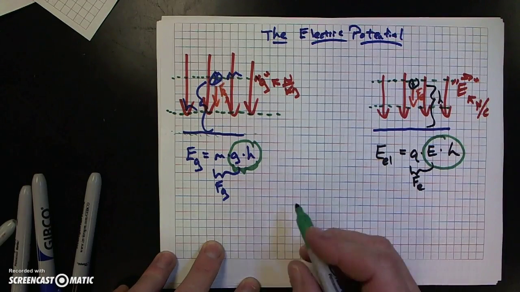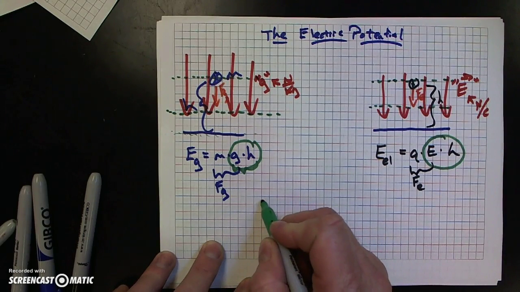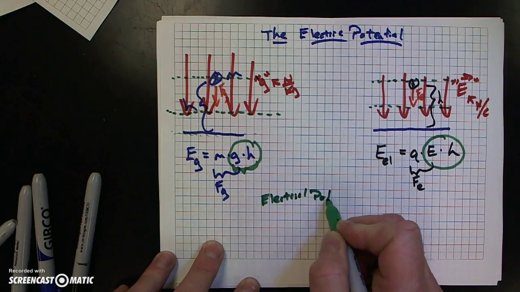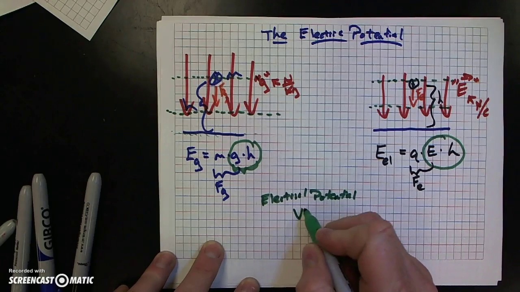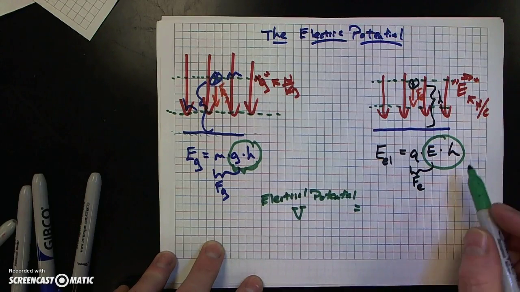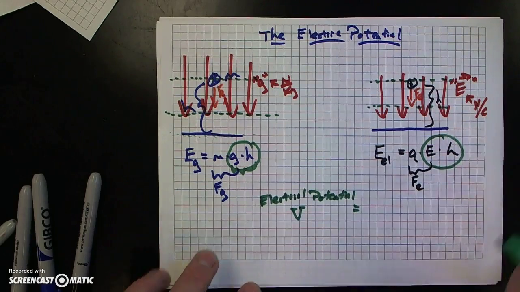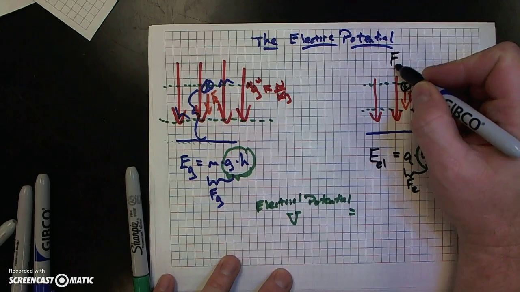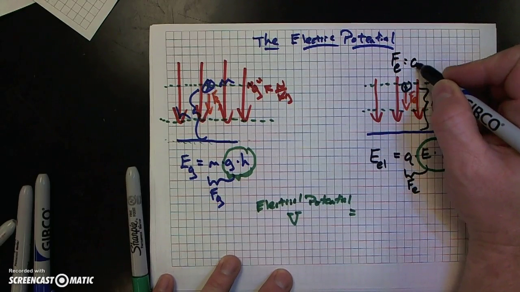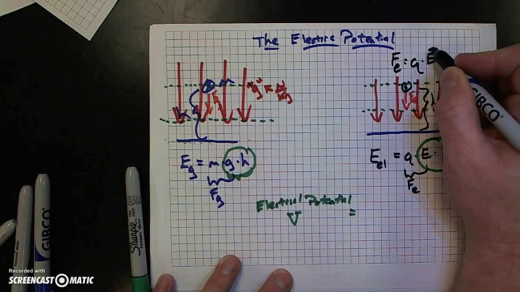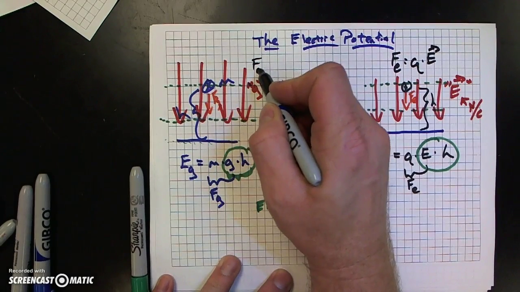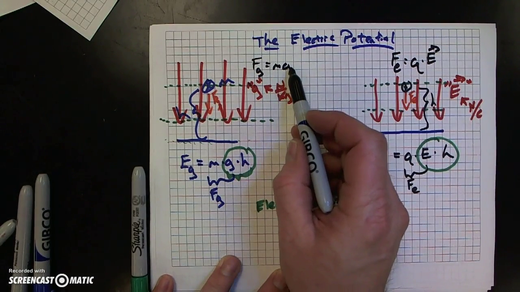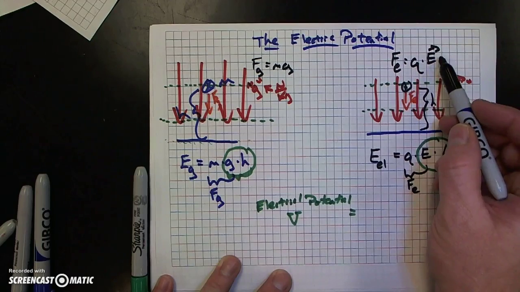So let's figure out what this is. We're going to call it the electric potential, which by the way is measured in volts, and it's going to be equal to the E field. We know what the E field is. The electric force is equal to the charge, Q, times the E field, which is very similar to the gravitational force being equal to M times G, right? It's the quantity you put in your field times the strength of your field.